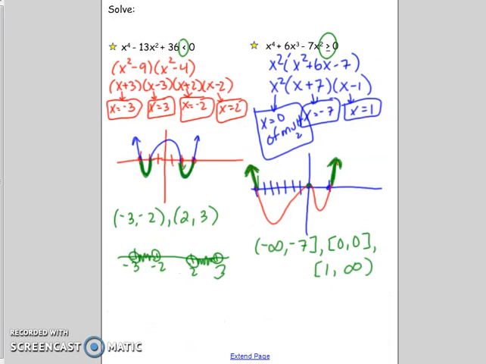So now we have 3 pieces here. So I'm going to have negative 7, 0, and 1. So closed circle at negative 7, and we're going to the left since it's negative infinity. We're just going to have a dot at 0, and then a closed circle at 1 going to the right.